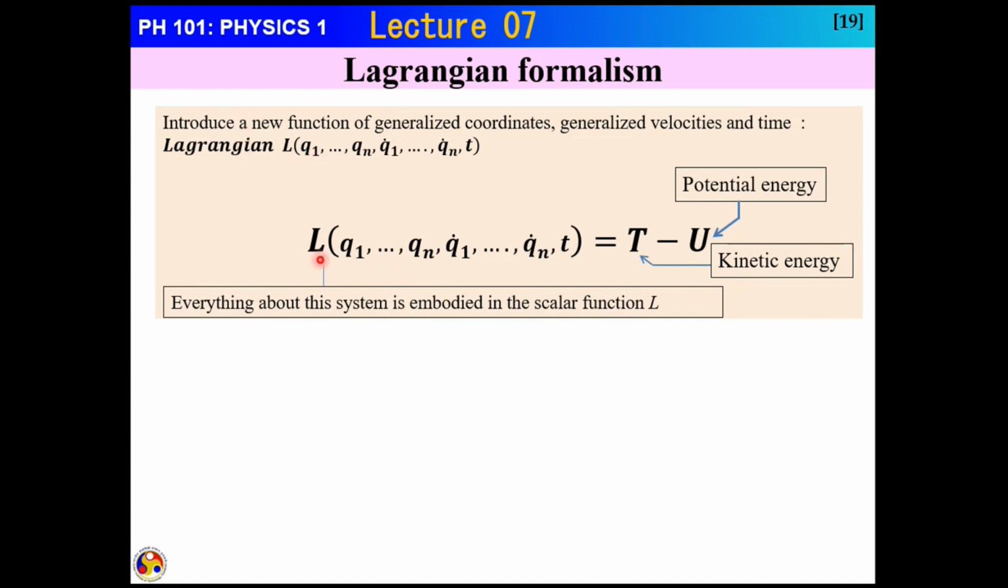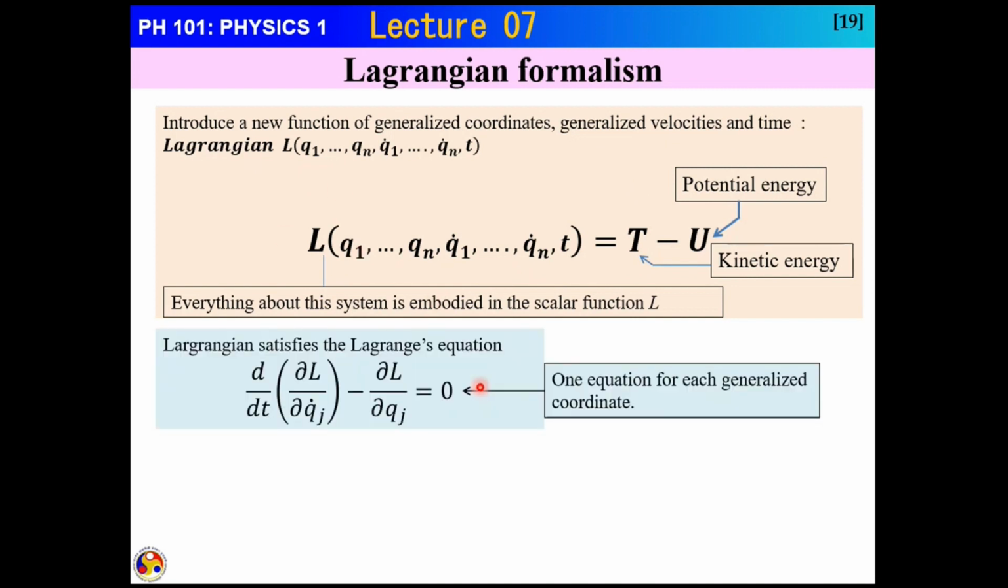Okay, so the Lagrangian is defined as this, which is the kinetic energy of the system minus the potential energy. The kinetic energy should be written in terms of the generalized coordinates, and the potential energy also. Since it is all energy, the Lagrangian is a scalar, it is not a vector.